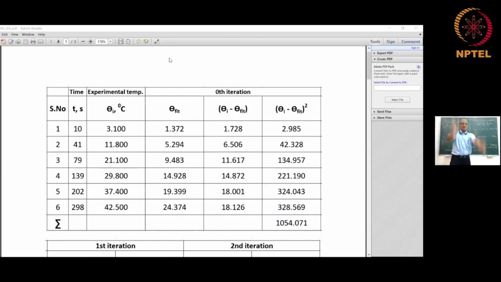Within the set of experiments, the parameter is not expected to change. Otherwise, it's a variable. That itself would need another non-linear treatment, but let's not get into that. So please understand the difference between parameter and variable. So we are looking at parameter estimation.